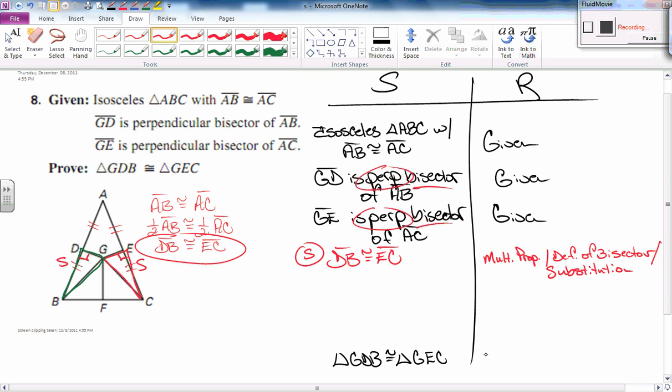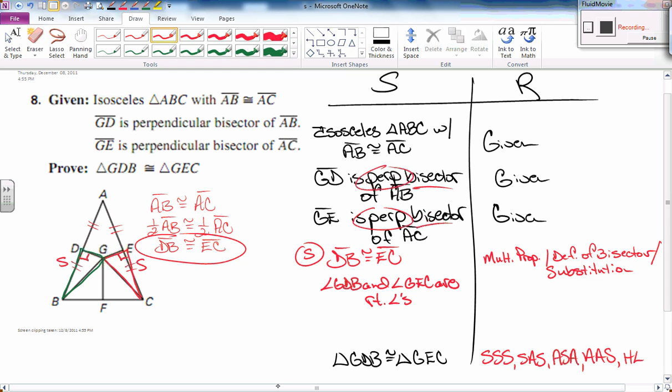With right triangles, now normally our possible reasons for triangle congruent to be side, side, side, side, angle, side, angle, side, angle, angle, angle, side, and in the special case of the right triangle, hypotenuse, leg. Now if you look at these right triangles, we know that the legs are congruent. Okay, we would probably want to state that angle GDB and angle GEC are right angles.